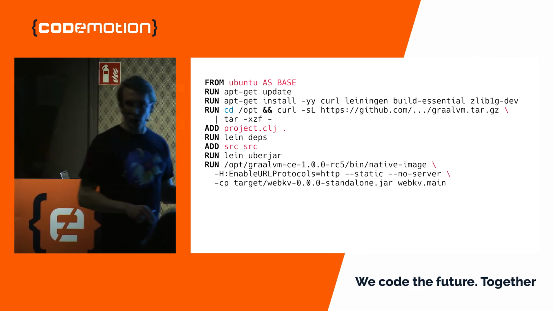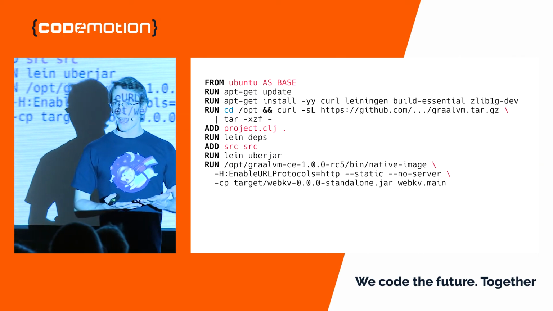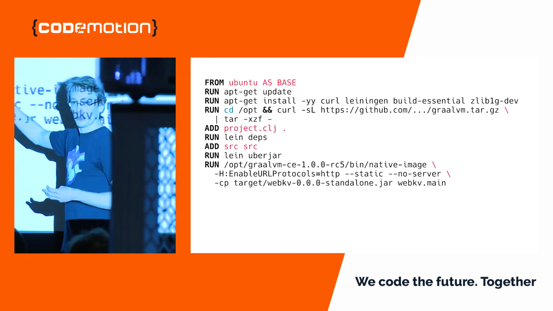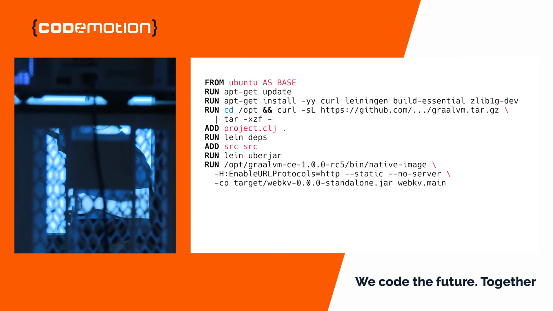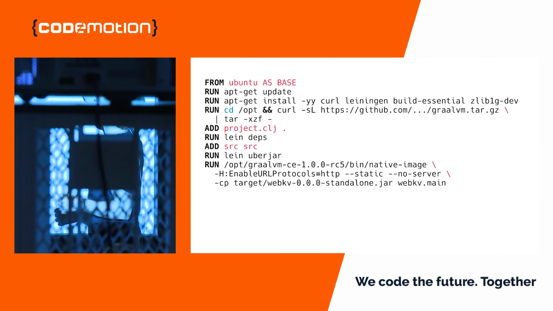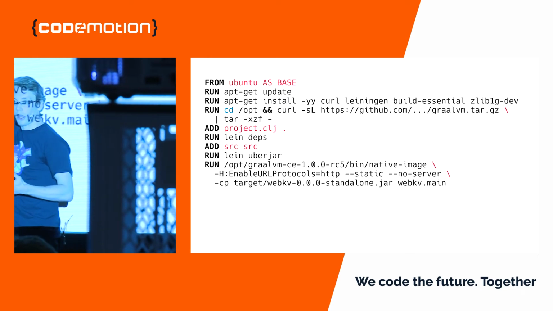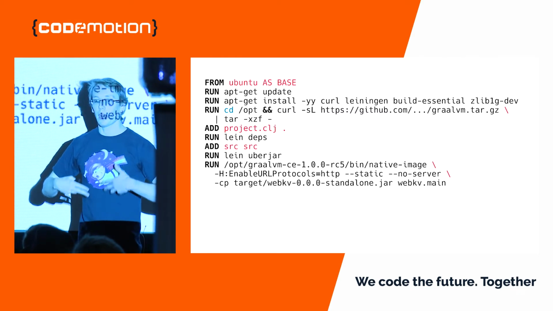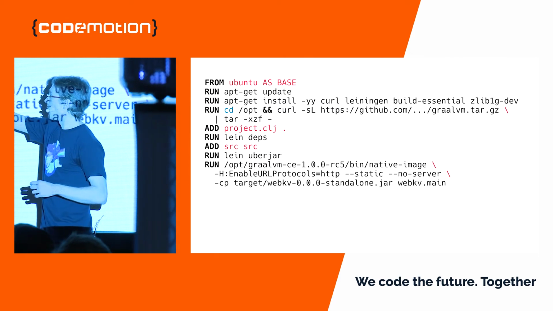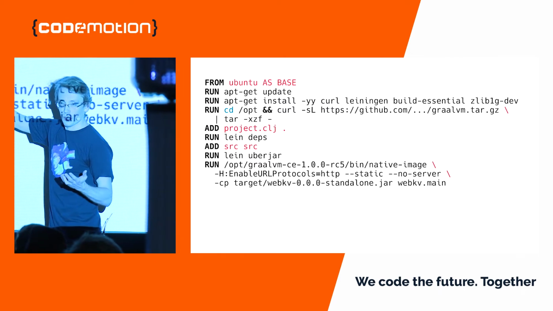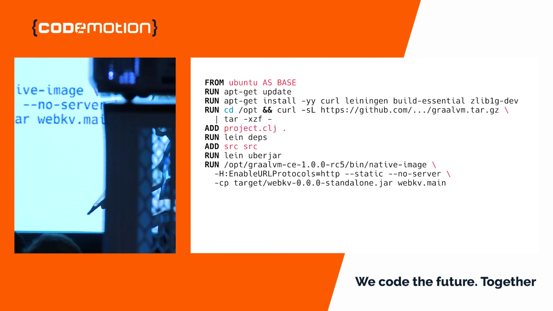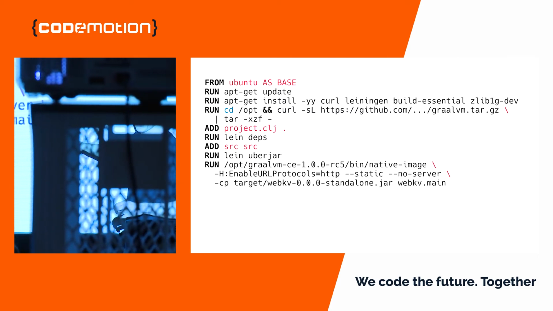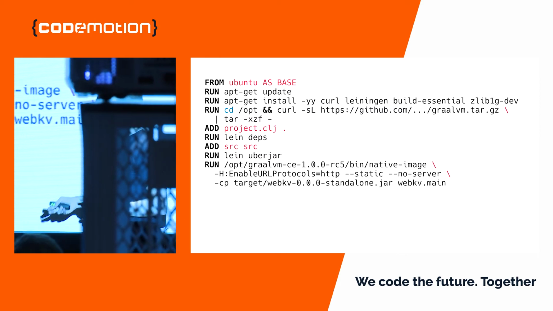Let's write a simple Docker image. We start with Ubuntu as our base. We pull all necessary dependencies. Leiningen is a Clojure build tool. We have a couple of other things from the standard repository, plus GraalVM proper from GitHub. We add project.clj, which is a file with all our dependencies and project configuration. We pull all the dependencies. Then we add our sources and build a so-called uberjar, which stands for a fat jar. And then finally, we translate the whole thing into a native image using, well, native-image.